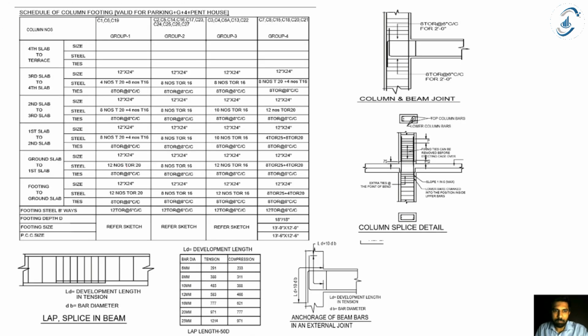So group 1, let's say C1, C1 column. So what is C1 column? The column that is associated with my foundation 1, F1, that is called my C1 column.